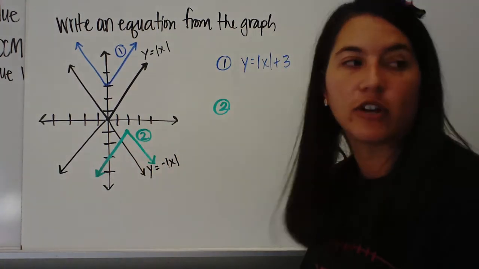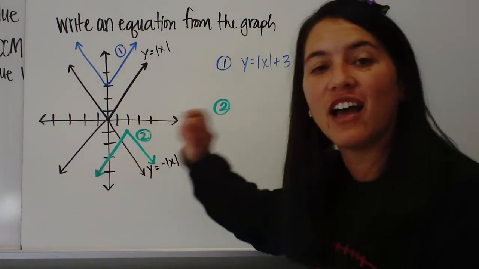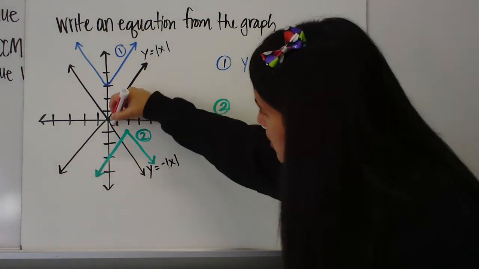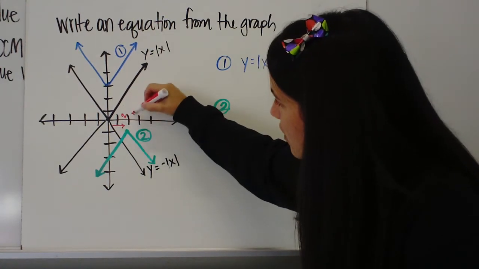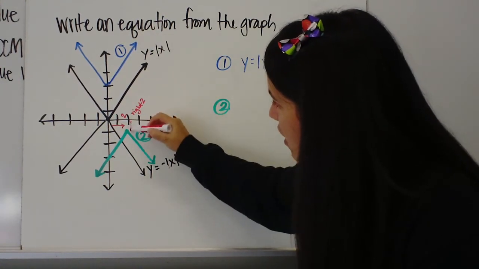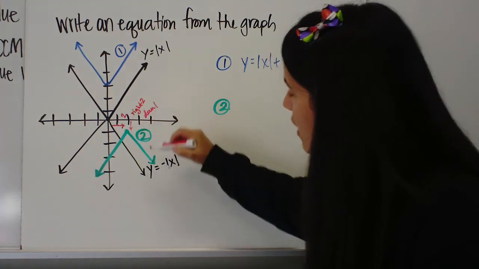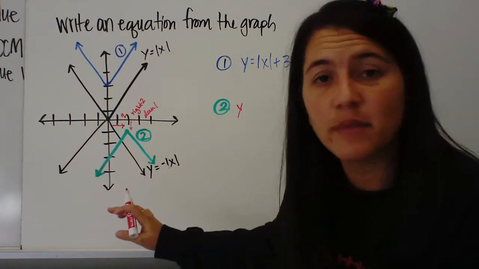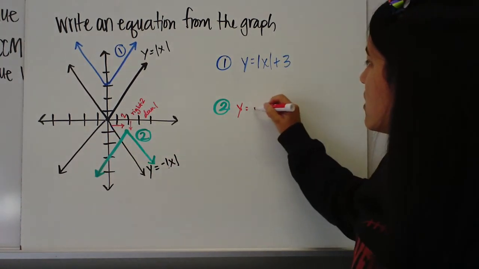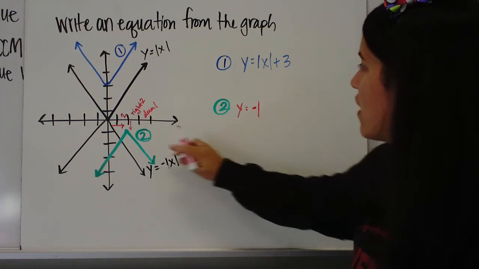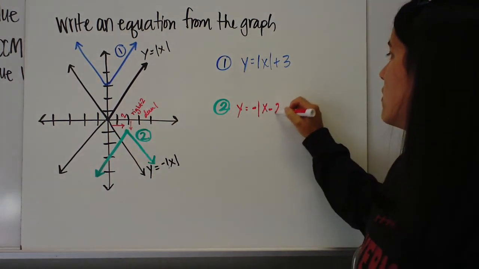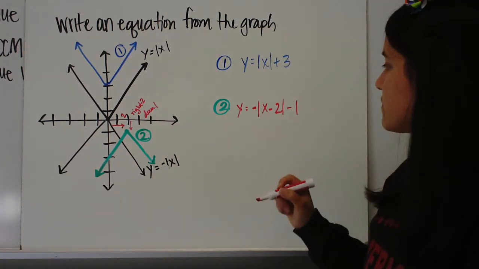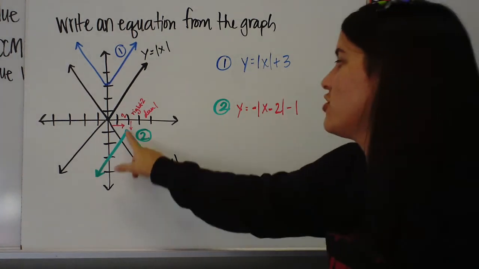The second one, and I don't have a green marker, has actually had a combination of shifts. It's gone this way, 2, which would be right 2, and it's gone down 1. And it's going downward. This absolute value function is going down. So when we do this equation, we have to do the negative. We went right 2, so that would be minus 2, and then we went down 1. So that is the equation that matches this green graph.